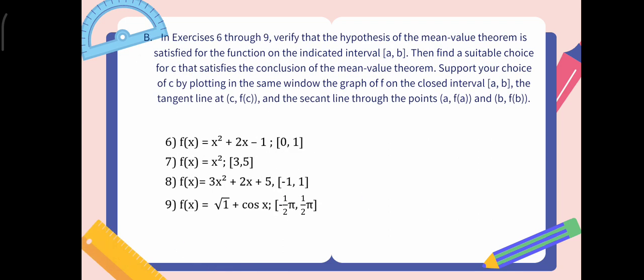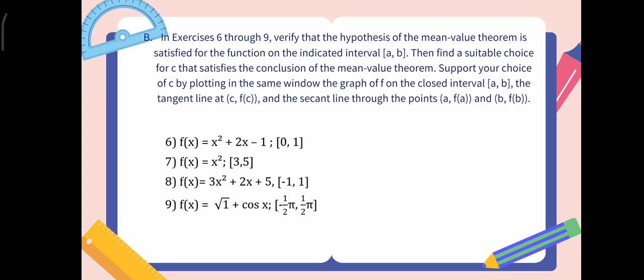For letter B, for exercises 6 through 9, let us verify the two hypotheses of the mean value theorem indicated in the interval [a, b]. After that, you may find the suitable choice for c that satisfies the conclusion of the mean value theorem. Then you may support your choice by plotting the c on the same window of the graph. You may screenshot for items 6 to 9.